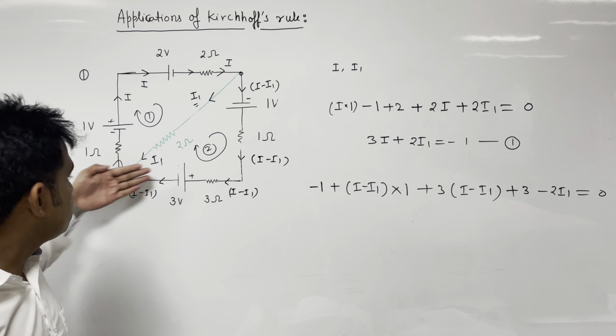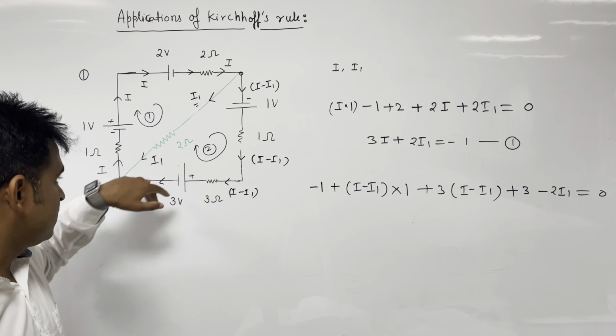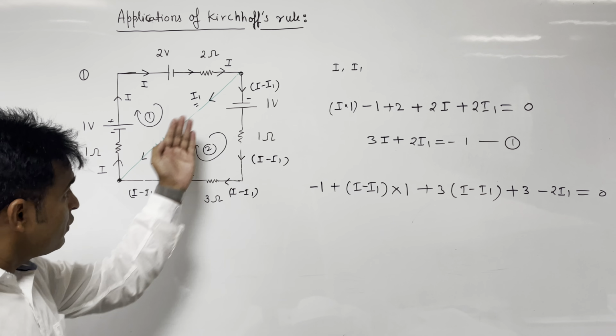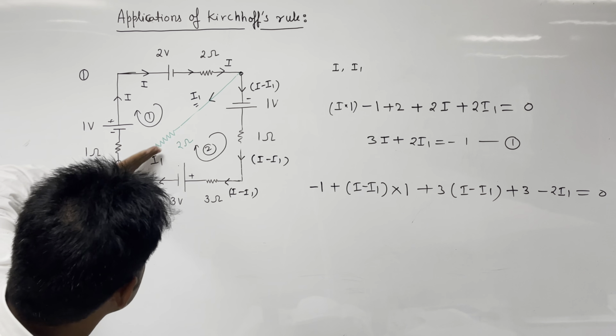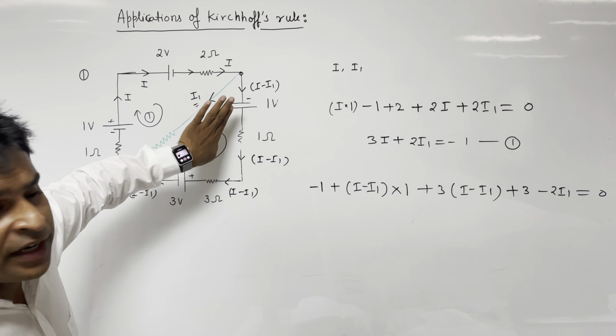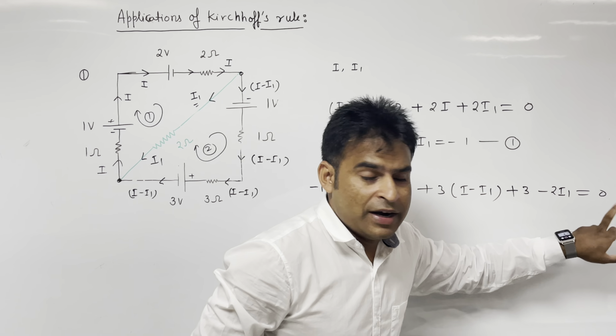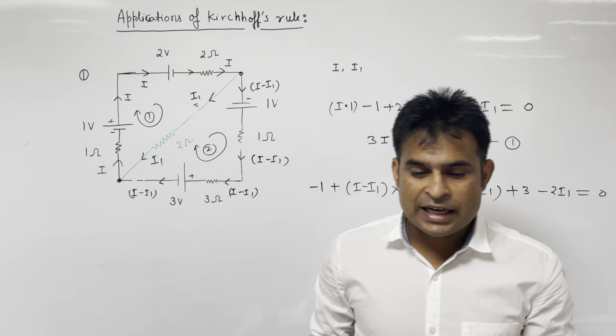When you are moving along the middle one, that green color wire, you are moving like this. See, you are moving like this. So you are moving in the opposite direction of the current. So that's why minus 2I1, and that should be equal to 0. You will get the second equation.